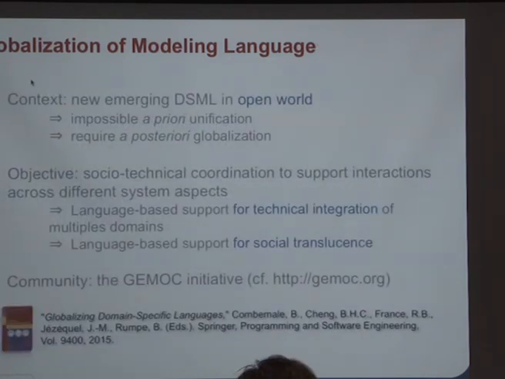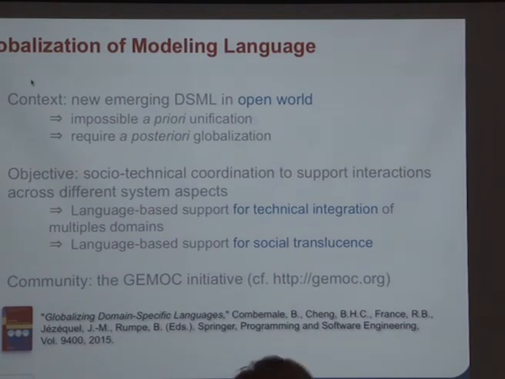And this term globalization comes directly in opposition to unification, because we strongly think that we are in an open world, which means that we cannot today fix the modeling languages used today and in the future. And even if we wanted to fix a set of languages, we cannot fix the relationships between those languages, because the relationships between these languages really depend on the use of these languages. So that's why we think that we need to support a proper globalization in order to support a socio-technical coordination, which means a technical integration of the different artifacts that we are building for developing a complex system, but also a social coordination in order to support the social translucence between the various stakeholders involved in the development of a complex system.